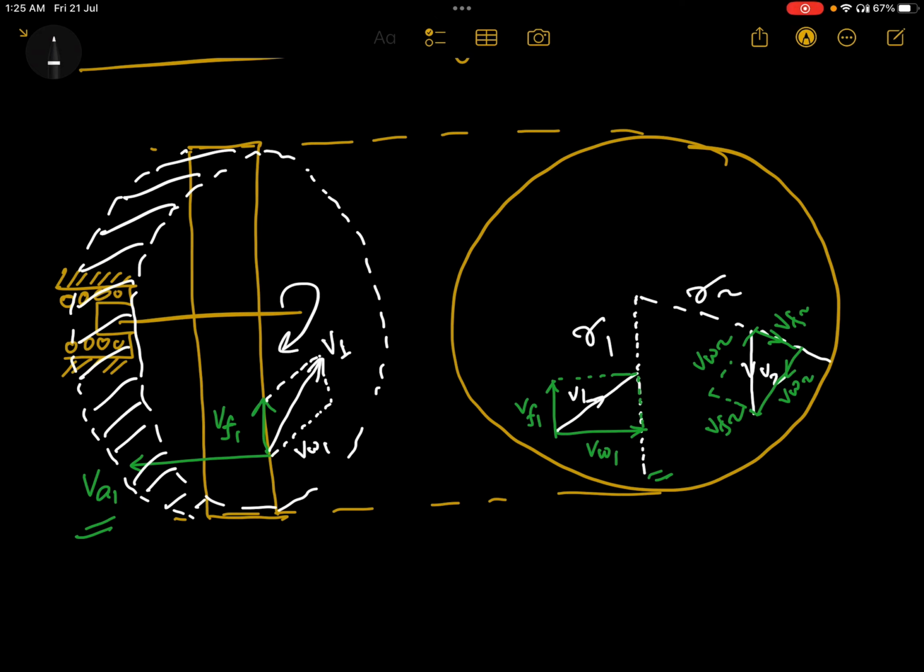Under equilibrium condition, let's say the rotor is rotating at a constant angular velocity omega. Then the absolute velocity at the inlet and outlet is resolved into two components, that is VW1, which is the whirl component or tangential component, and VF, which is the flow or radial component. VF is also called the radial component.